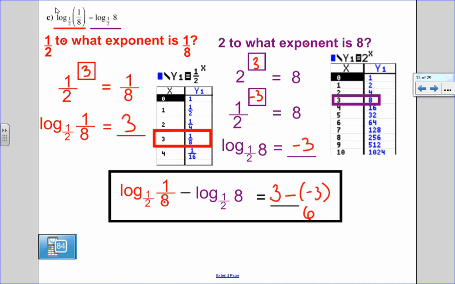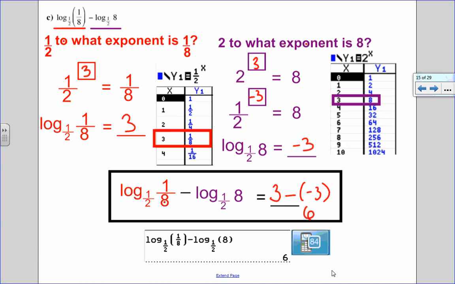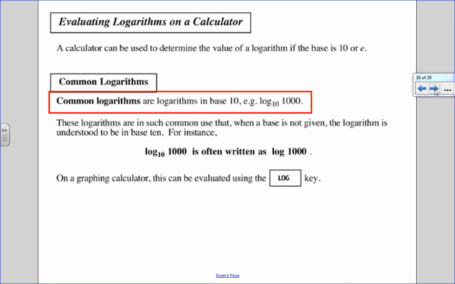So this one here, we can put the original question into our calculator just to check if we did it right, and we did. I know you can put all of these into your calculator, but learning the steps of how to do logs is really important because sometimes you'll encounter questions that don't use numbers, they use letters. So that's why we're going through all of the steps.